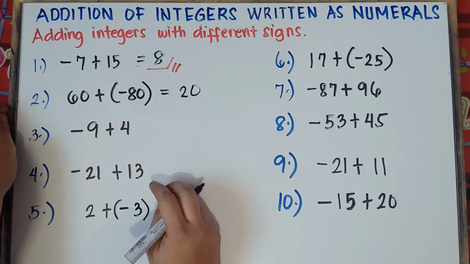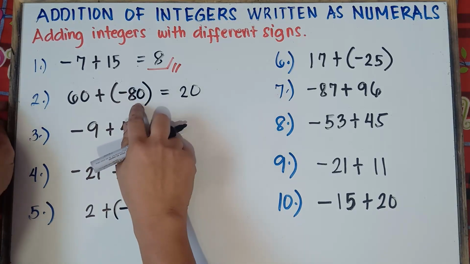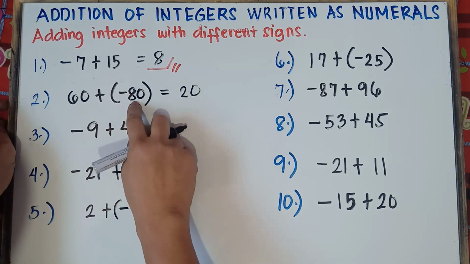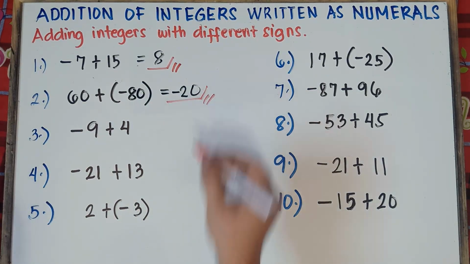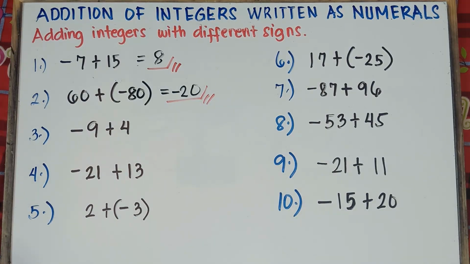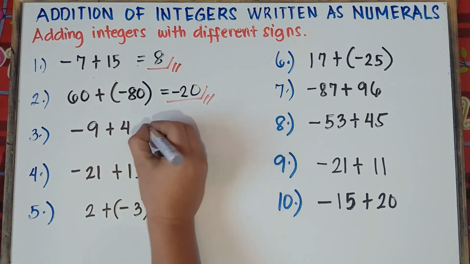And then simply copy the sign of the larger number. Now, since 80 is negative, we copy the sign of 80. So therefore, our answer is negative 20. That's it, class. Easy as that, class, with regards to example number 2. Alright, so let's have example number 3.